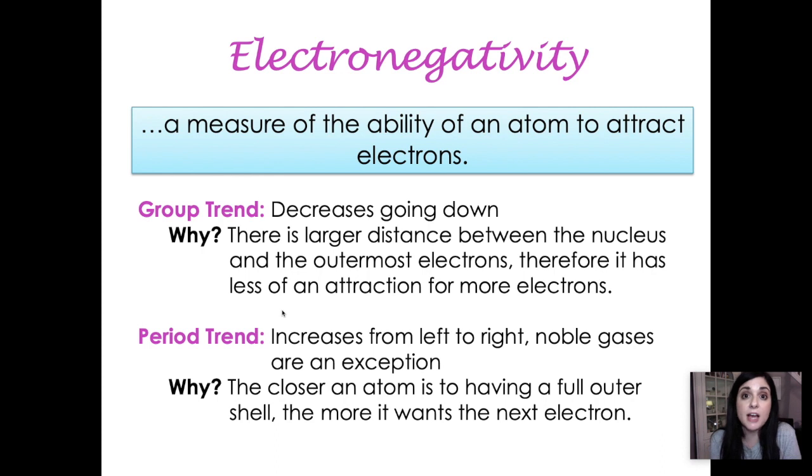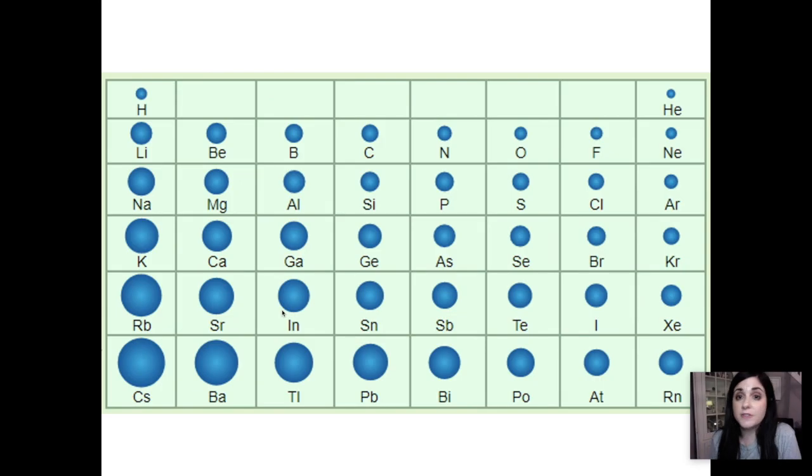Again, in terms of size, as I go across a period, that nucleus is much closer to that outermost shell, and therefore they're going to attract electrons. So these small elements here, except for these guys, are not electronegative at all because they are already stable. They're unreactive, they have a full outer shell, they're very, very happy.